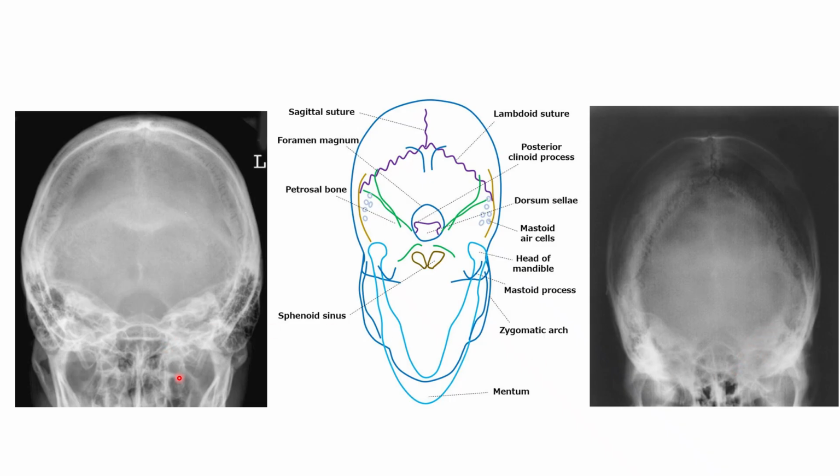And then we'll look for the dorsum sella to be centered in the foramen magnum. So here, you can see a little shadow right in here of this dorsum sella, centered right in the foramen magnum, exactly where it needs to be. Dorsum sella centered in the foramen magnum.